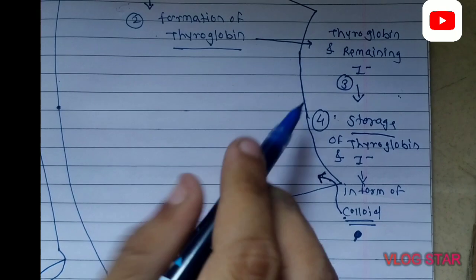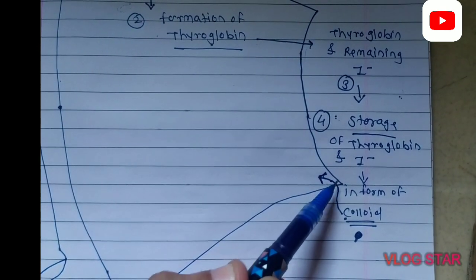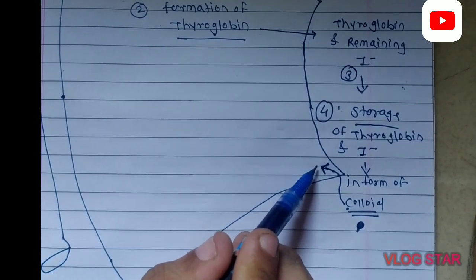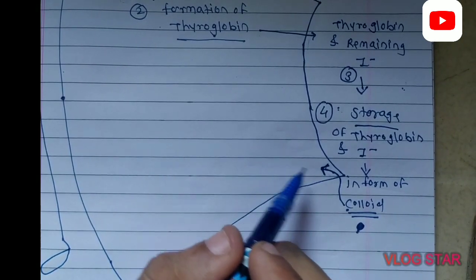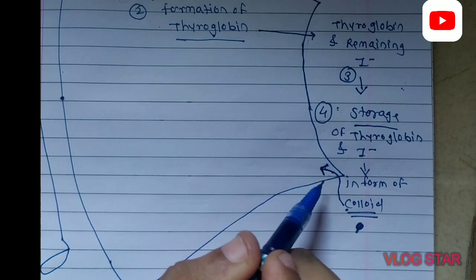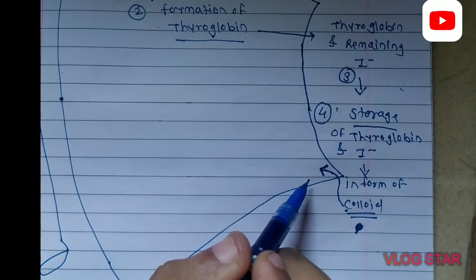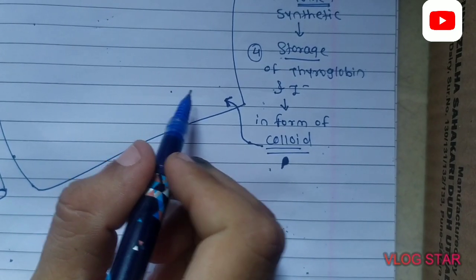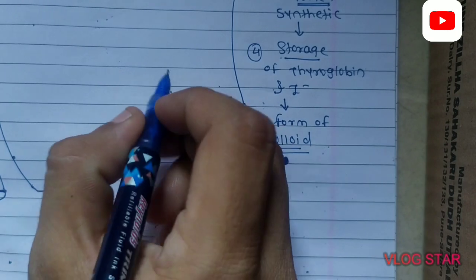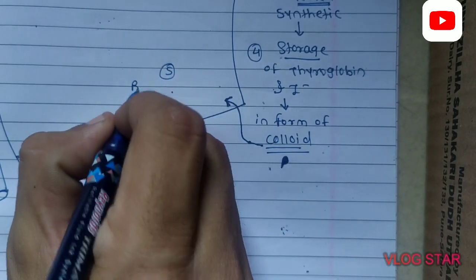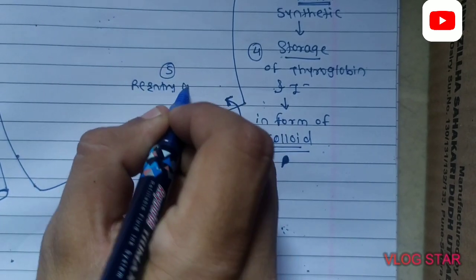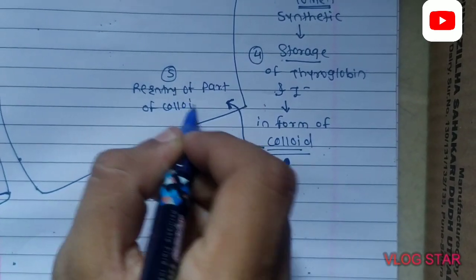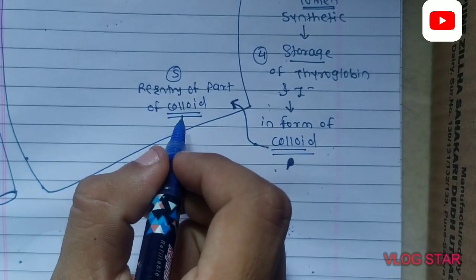The apical membrane of the thyrocyte cell forms a pseudopod and it takes the colloid from the lumen of the cell again into the thyrocyte cell. Colloid is nothing but the mixture of thyroglobulin and iodine. So once the colloid re-enters the thyrocyte from the lumen of the thyroid follicle, the fifth stage occurs. The fifth stage is nothing but the re-entry of part of the colloid again into the thyrocyte cell.